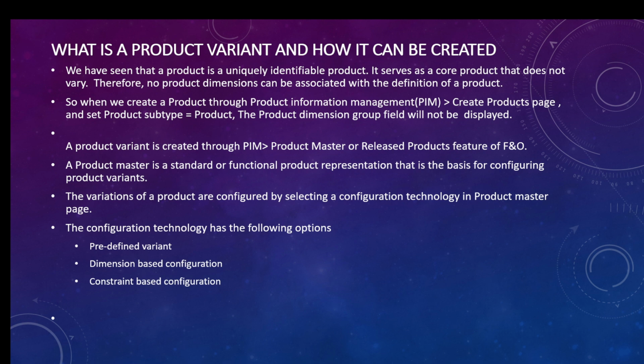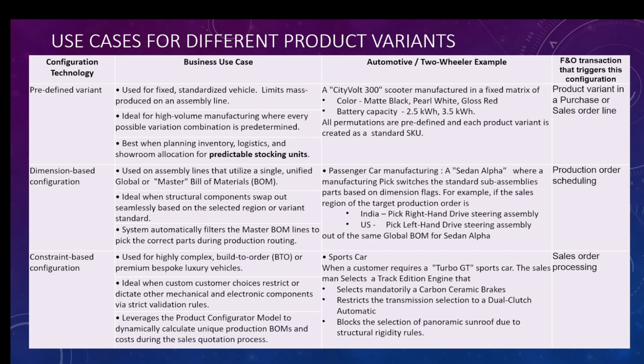Don't worry if it is very fuzzy. I'm going to show you examples and also talk about the use cases for each of these product masters or product variants. That will make it more clear. Now let me go to the use case part. These are the three different product variants which can be created in F&O. So the first one, what I said, was predefined variant. So what is the use case for this?